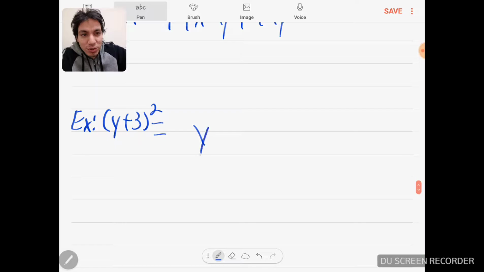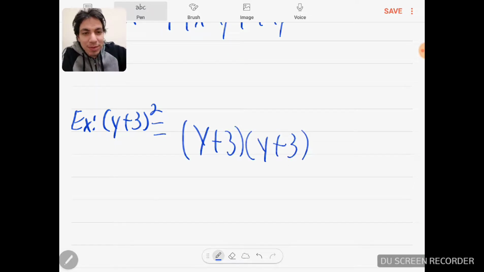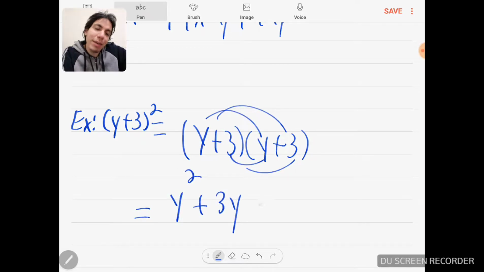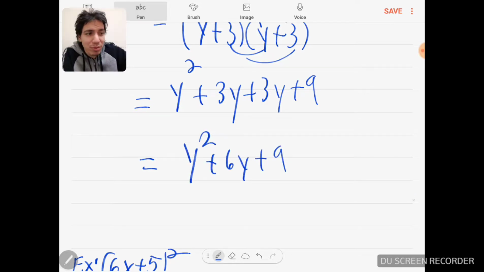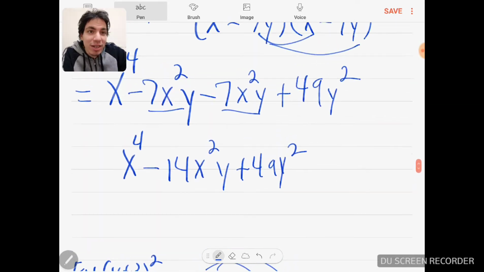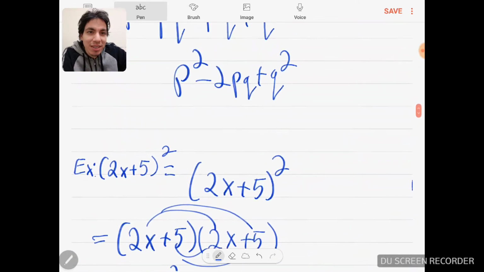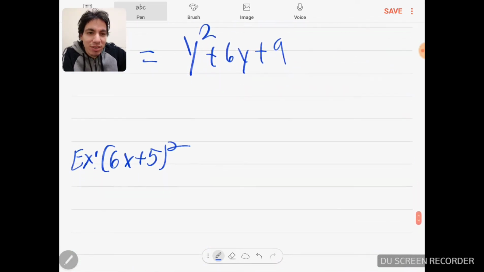One more. So y plus 3 times y plus 3, which would give me, after I distribute, y squared plus 3y plus 3y plus 9, and I'm left with y squared plus 6y plus 9. Pretty simple. So we got another one that was like this one coming up. All right, so here we go.